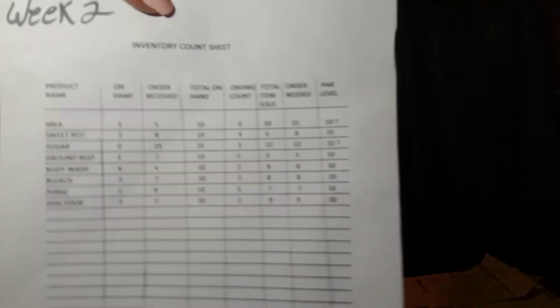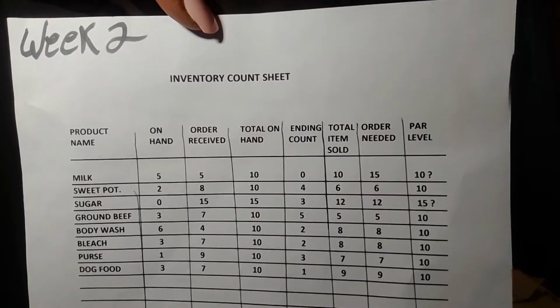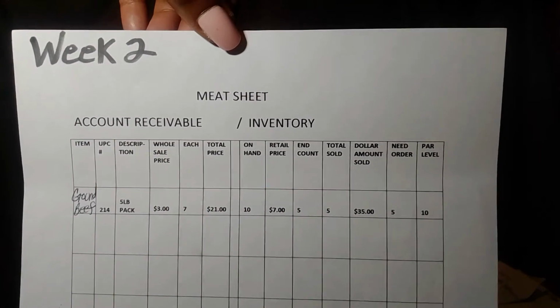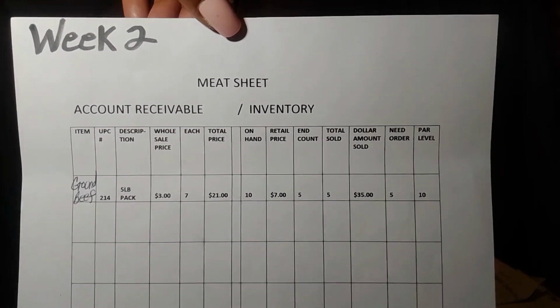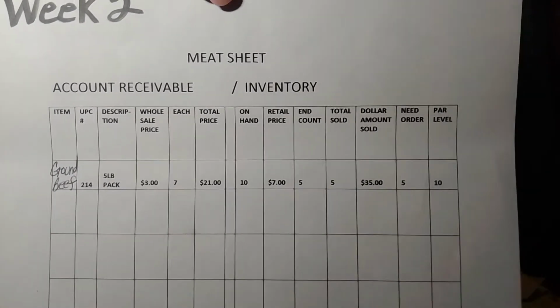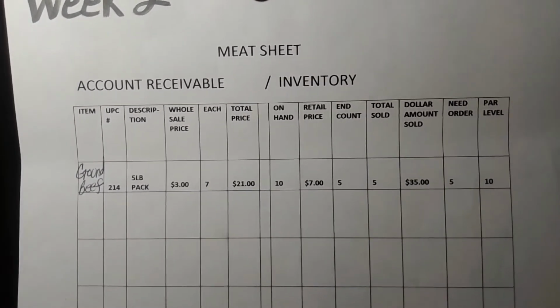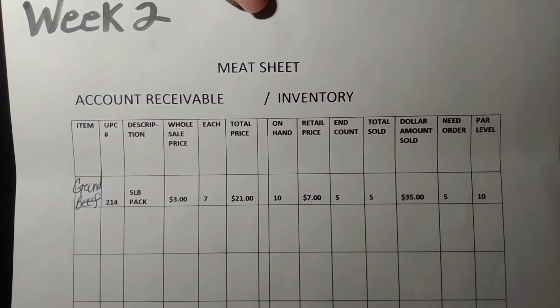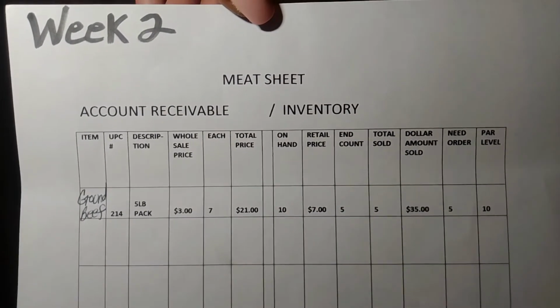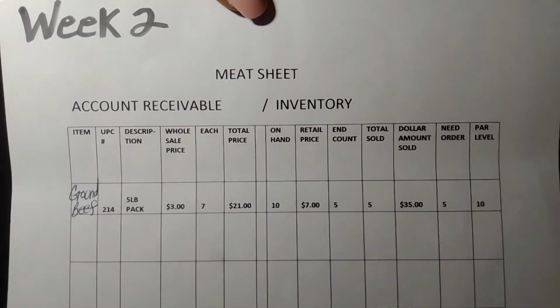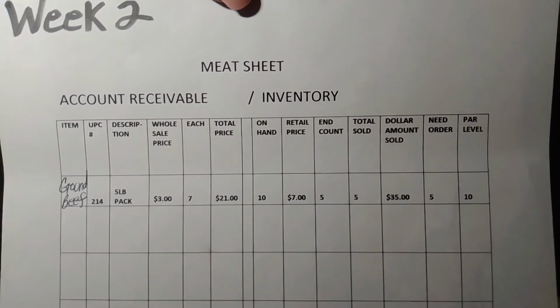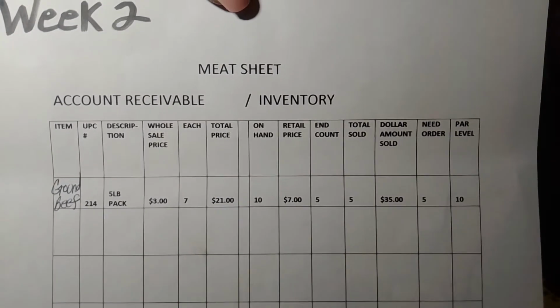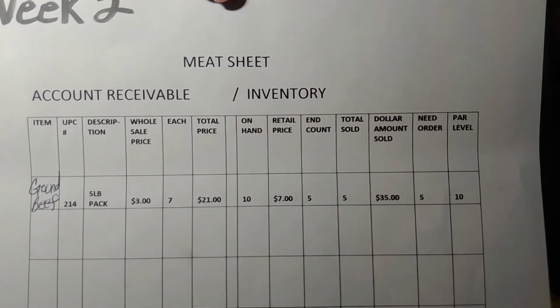You're going to take your inventory count sheet. Okay? And you're going to transfer. Now we're going to do it for meat. And put it on your meat. That's the ground beef. Okay? And then, you remember your on hand? You started your ground beef at 10. Your retail price is $7. $7 is what you sell it for. You bought them for $3, but you're selling them for $7. Okay? When we counted your store, we ended with 5. You only have 5 left hamburger meats in your store.